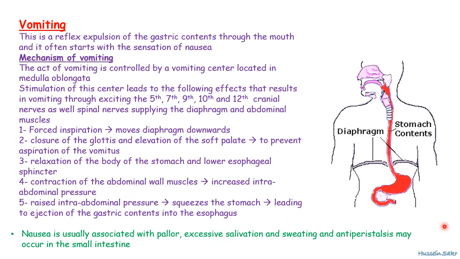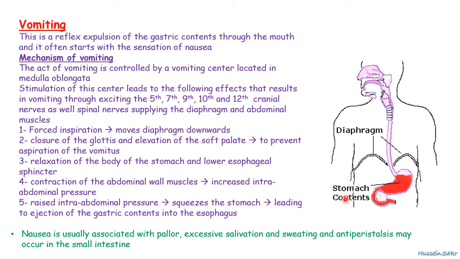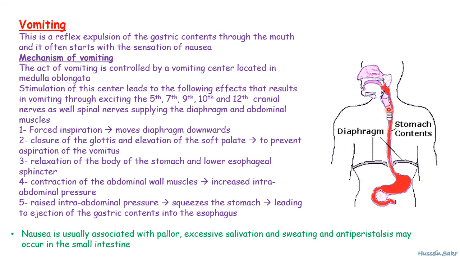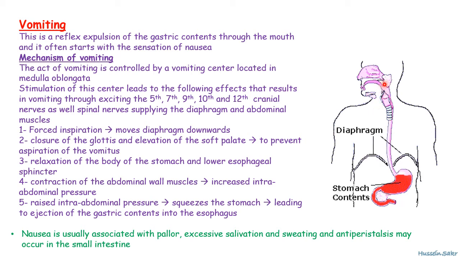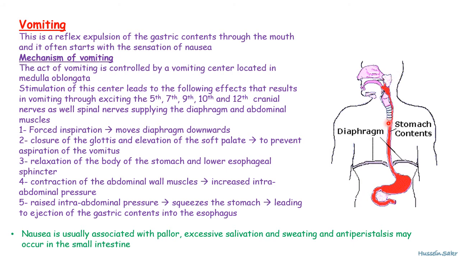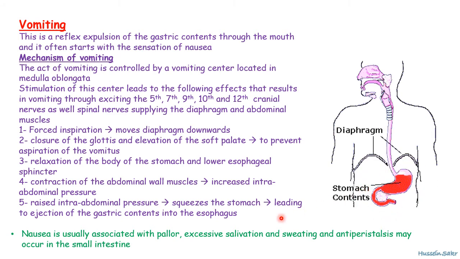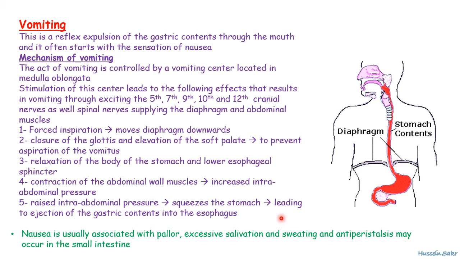Again, during vomiting, there is contraction of the diaphragm downwards, contraction of the abdominal wall muscles, relaxation of the wall of the stomach, relaxation of the lower esophageal sphincter as well as the upper esophageal sphincter, and closure of the glottis, approximation of the vocal cords, and contraction and elevation of the soft palate to prevent the aspiration of vomitus. This will be associated with an increase in the intra-abdominal pressure to facilitate the expulsion of the gastric contents towards the esophagus.